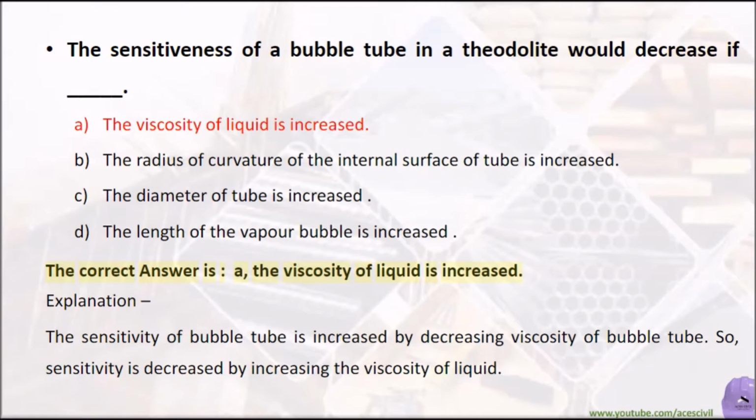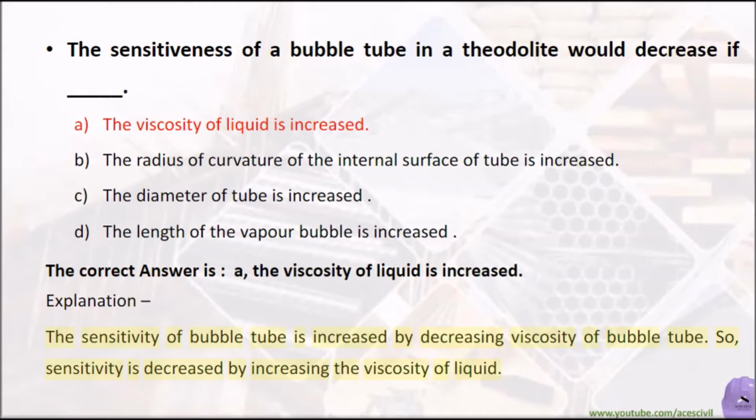Explanation: the sensitivity of a bubble tube is increased by decreasing the viscosity of the liquid. So, sensitivity is decreased by increasing the viscosity of the liquid.